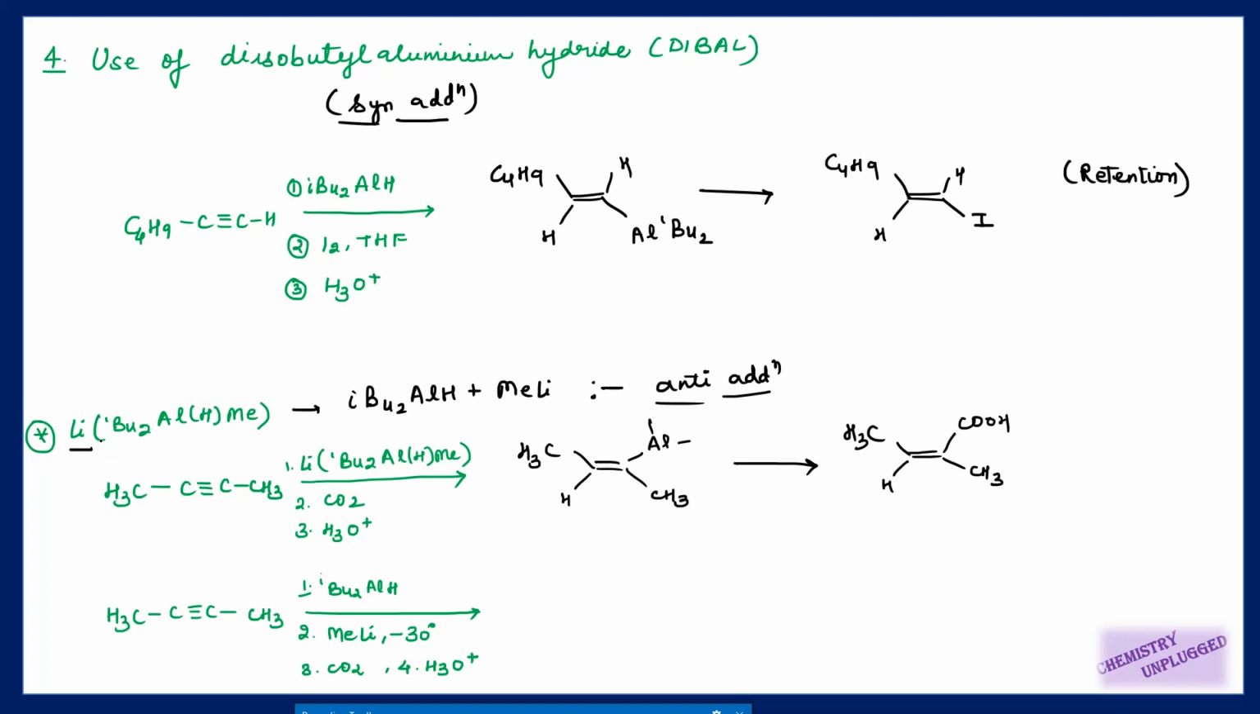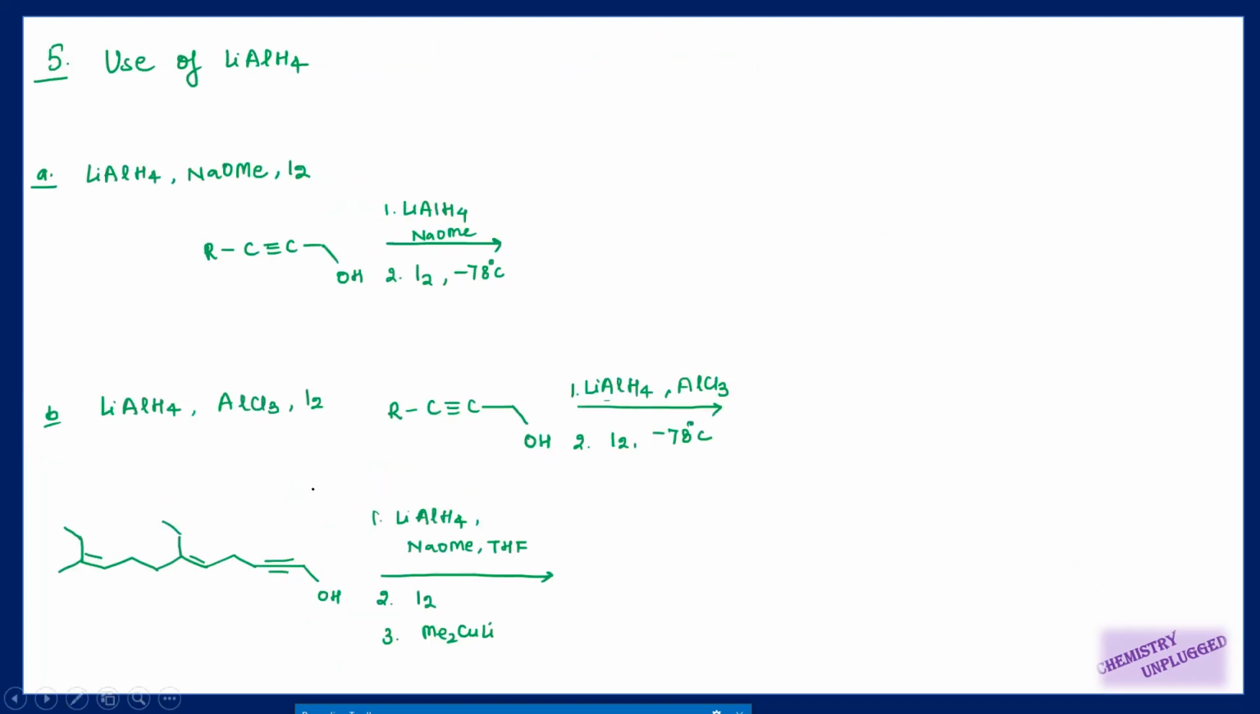They are not together to give you this lithium hydrido diisobutyl methyl aluminate. We are not using it, we are using first diisobutyl aluminum hydride. So there is again syn addition. Syn addition means you will get this type of product here, right? So be careful about the reagent used.